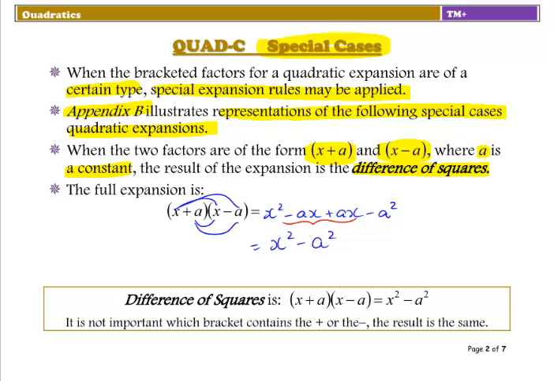Okay, so the difference of two squares formula is if we have x plus a, x minus a, it's simply x squared minus a squared. Now it's not important which bracket contains the plus or the minus, the result is still the same. Okay, so be careful when you're looking at expanding for difference of squares.